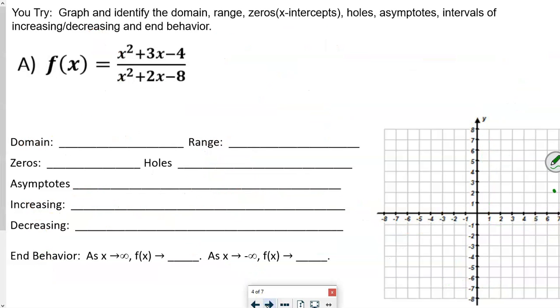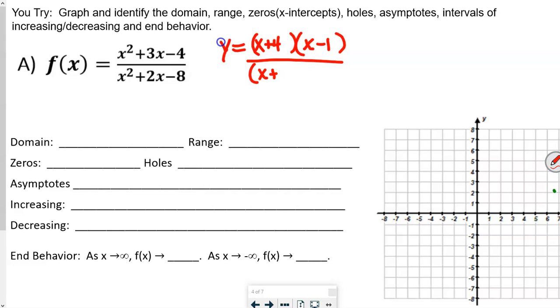All right, so our next one, again, we're going to factor this. So y equals x plus 4 and x minus 1, there's the factors of that. And then we have x plus 4 and x minus 2. So hopefully you see again here we have a repeated factor that's going to end up being our hole. So we got y equals x minus 1 over x minus 2.